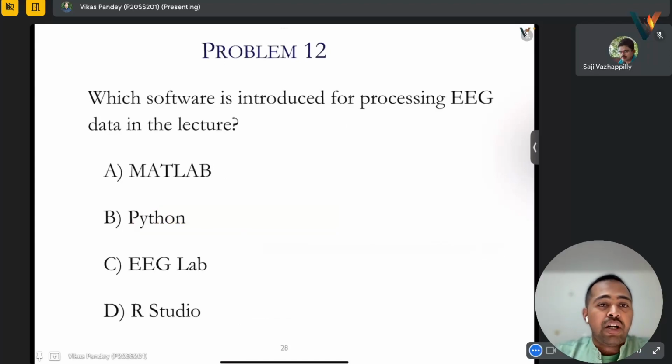Okay. Which software is introduced for processing the EEG data in the lecture? MATLAB, Python, EEGLAB, or RStudio?